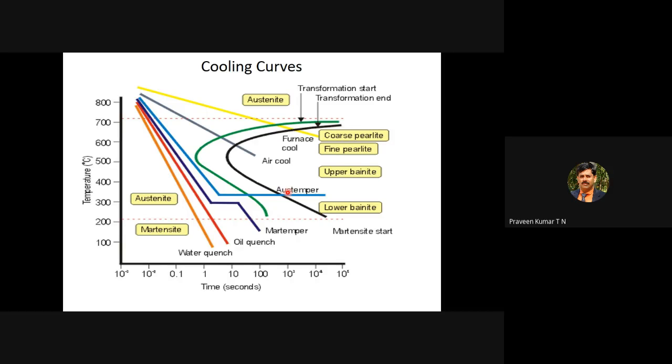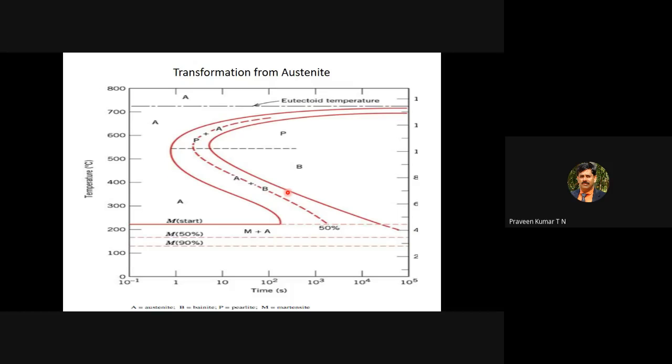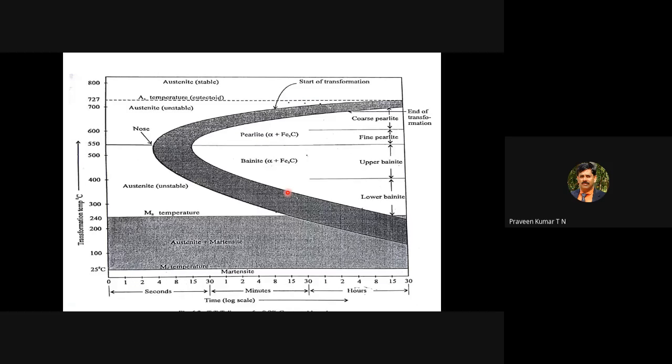One, they may ask only to draw the TTT diagram. Once they say draw the TTT diagram, you have to draw this diagram. Most of you are referring to the textbook, you are not depending on the PPT, etc. This diagram is given. It is only the TTT diagram. It's an isothermal transformation diagram.